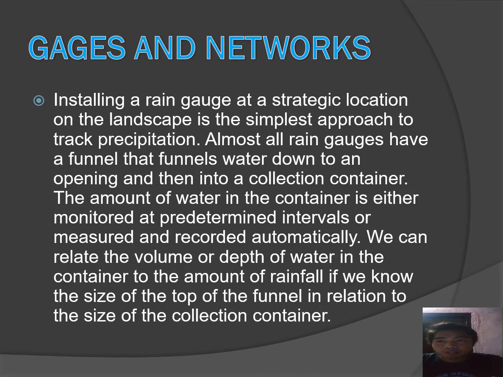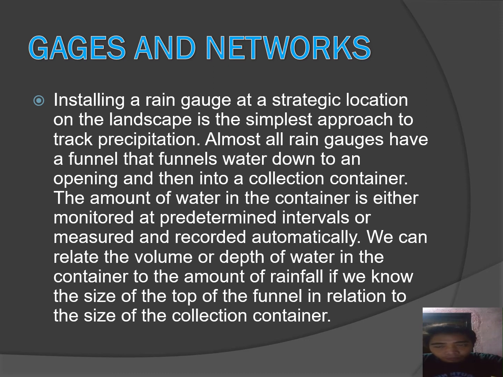So, gauge networks. Installing a rain gauge at a strategic location on the landscape is the simplest approach to track precipitation. Almost all rain gauges have a panel that funnels water down to a opening and then into a collection container. The amount of water in the container is either monitored at predetermined intervals or measured and recorded automatically. We can relate the volume or depth of water in the container to the amount of rainfall if we know the size of the top of the panel in relation to the size of the collection container.